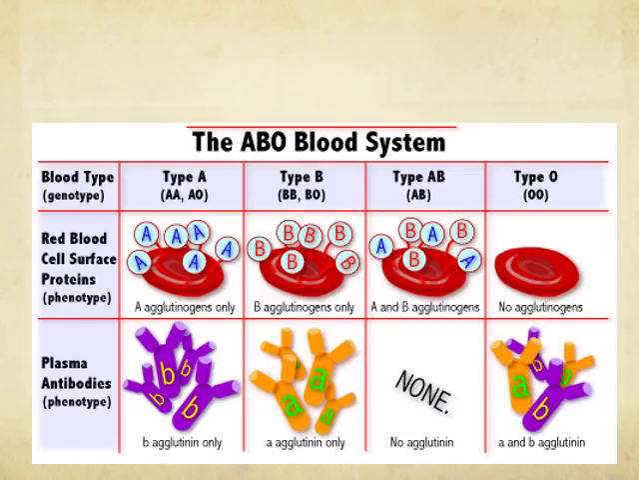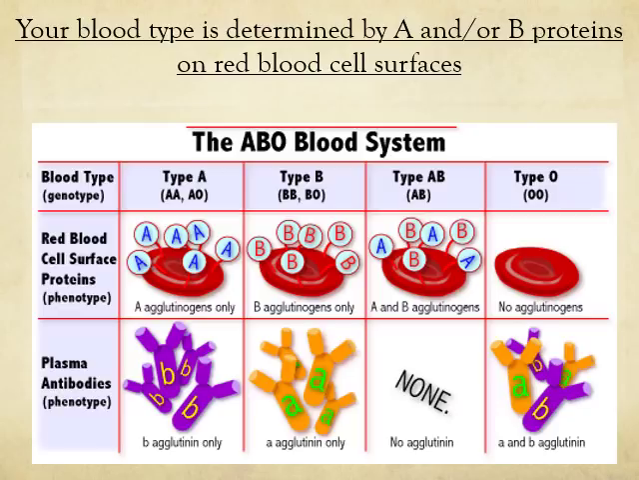So the ABO blood system, here's what this all kind of means. Your blood type is determined by what A and or B proteins are on the surface of your blood. So as you can see here, let's go ahead and use red, seems appropriate. So if you are A-type, that means you have the A proteins on the surface of your blood cells. Now, what you also have are the B antibodies, which means that if anything with the B protein is found inside your blood, these antibodies are going to attack it and treat it as a threat.